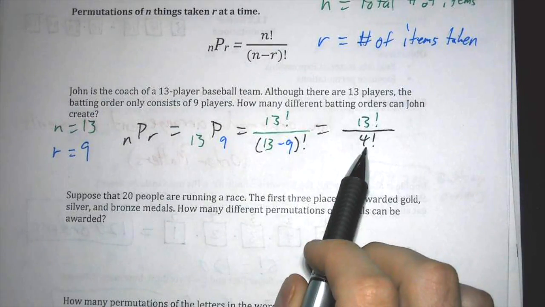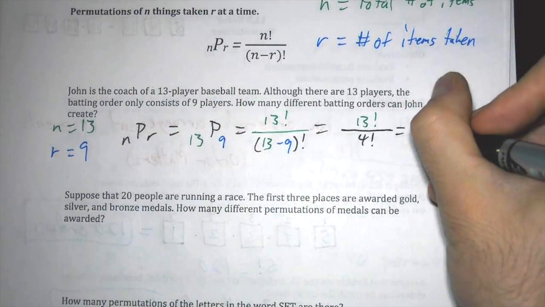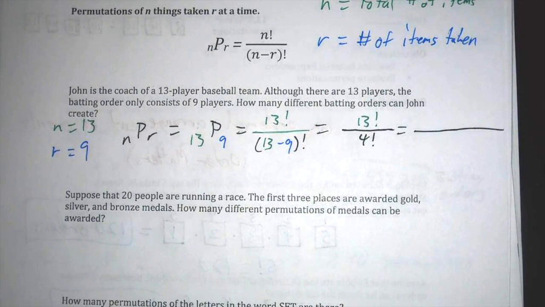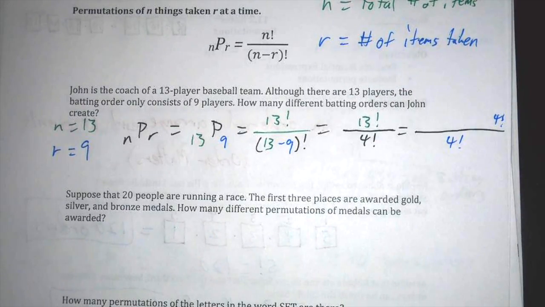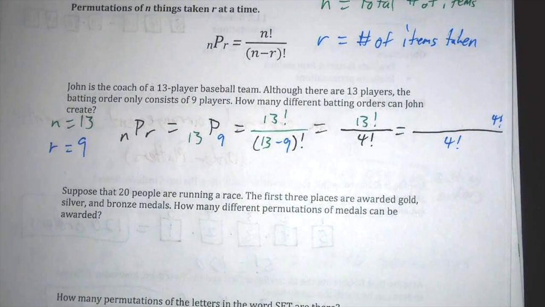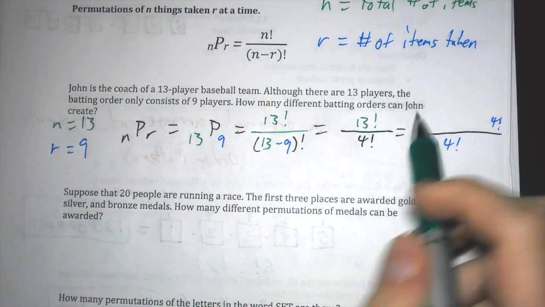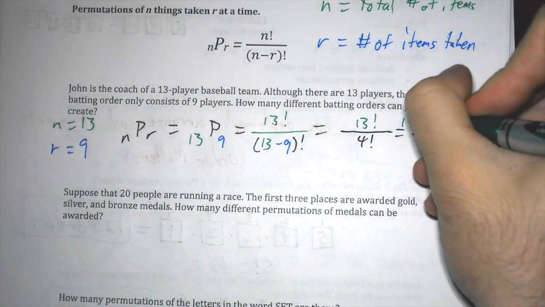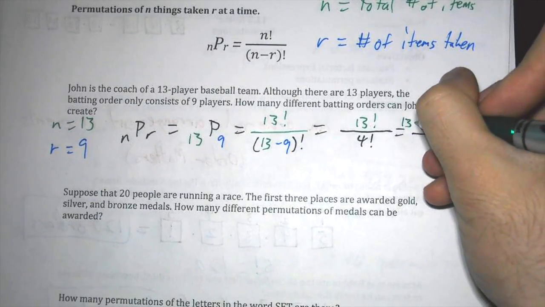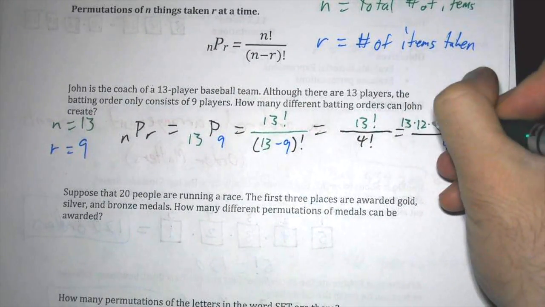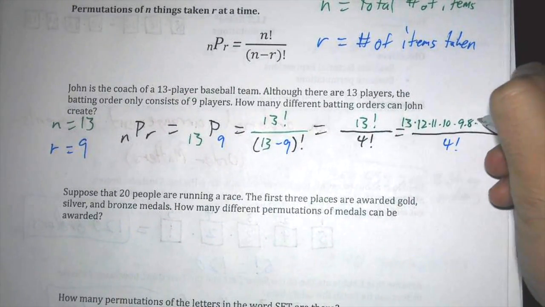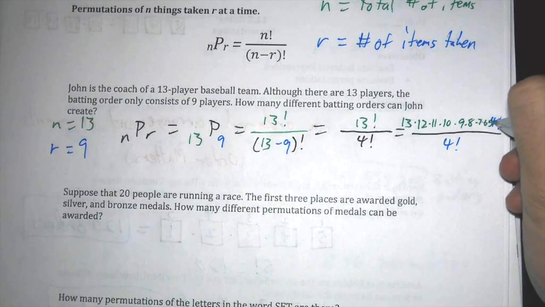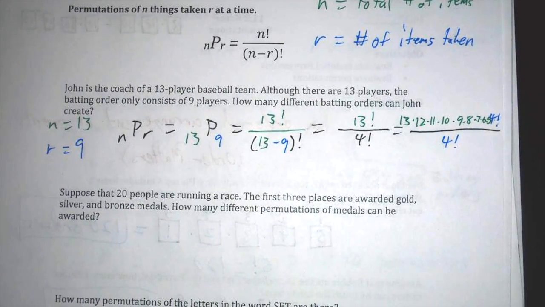Now we can do some canceling out here. So we have this 4 factorial in the denominator, which means we also want to cancel out that 4 factorial. So I'm going to write a 4 factorial up there. But we need to start counting from 13. So here's an example where you normally use a calculator. I'm going to write it out though. So you have 13 times 12 times 11 times 10 times 9 times 8. I'm going to run out of space. 7, 6, 5. So I kind of crammed that in there. But it is counting down from 13 down to that 4 factorial.